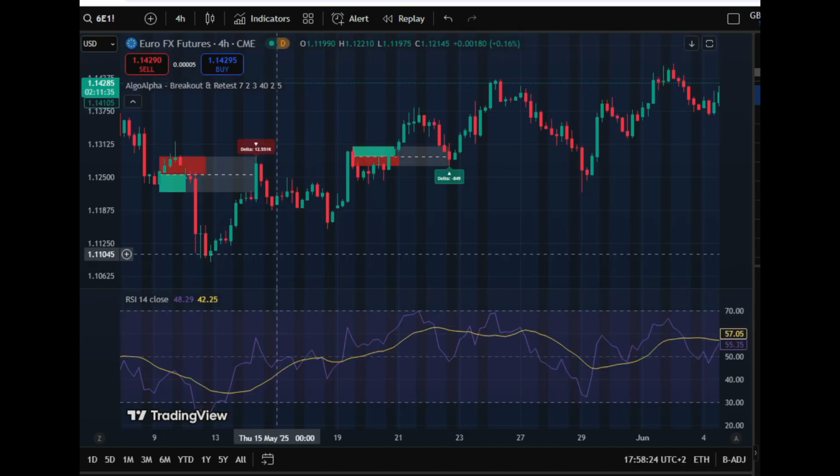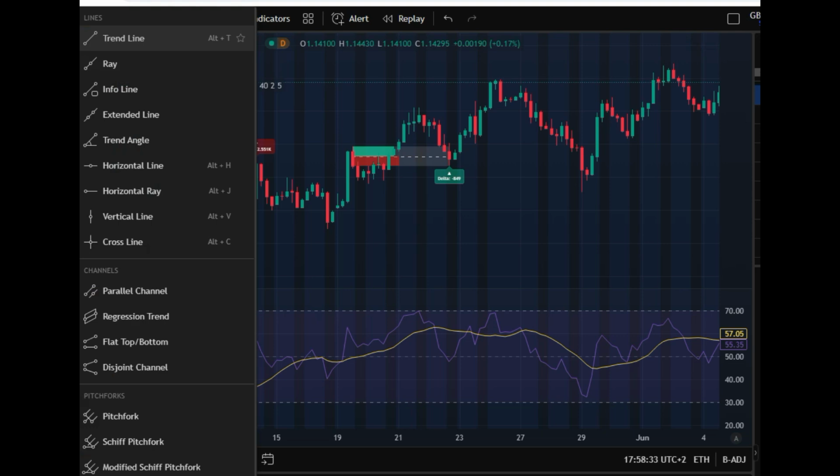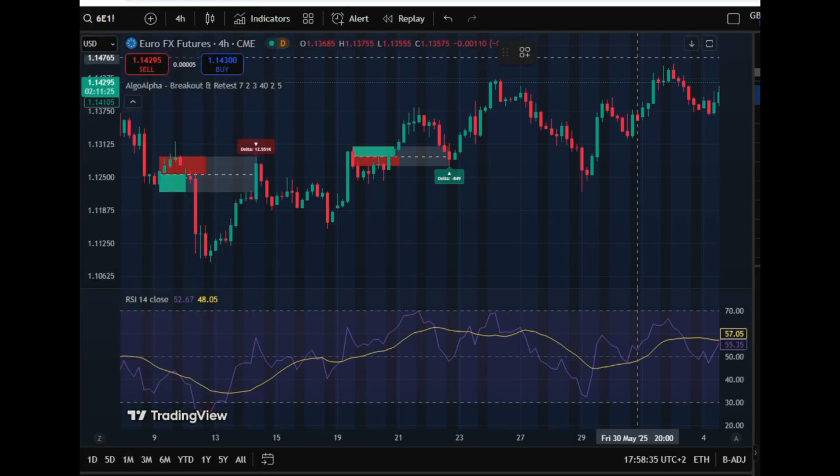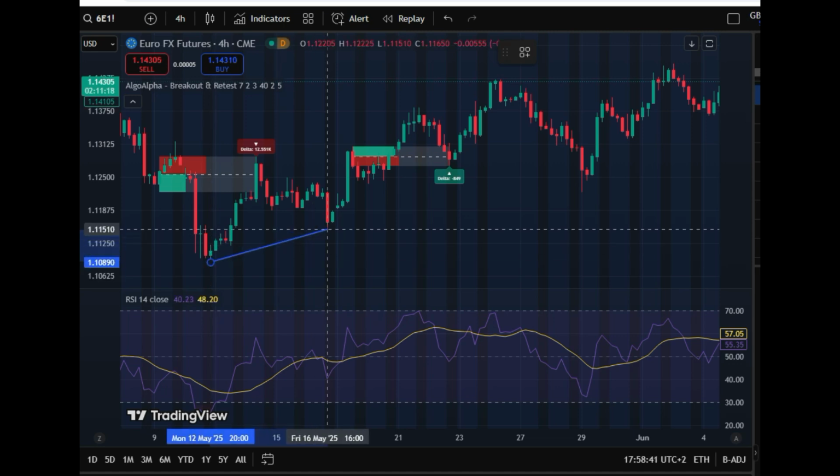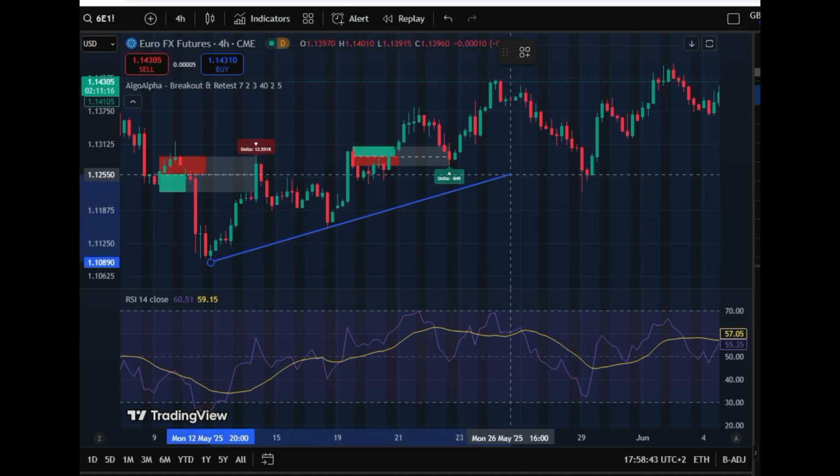Sometimes you can apply this strategy without a larger pullback. For example, you can draw a trend line when you find a strong market structure. For example, this is the euro dollar. I opened it in the futures market. So if you find the low, you can draw this kind of trend line.